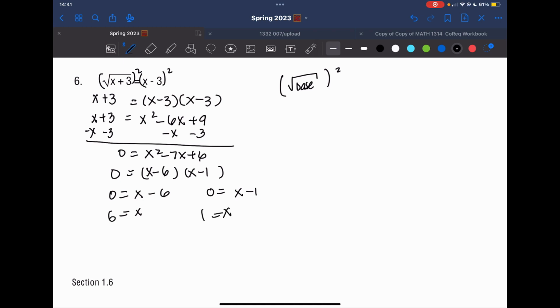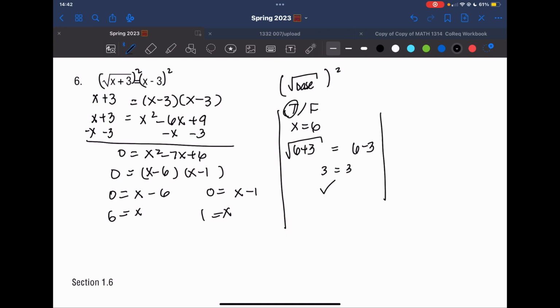So now we need to check our true or false. Let's try the 6 first. So this is going to be the square root of 6 plus 3 equals 6 minus 3. And they both equal 3. So that's good. That's true.